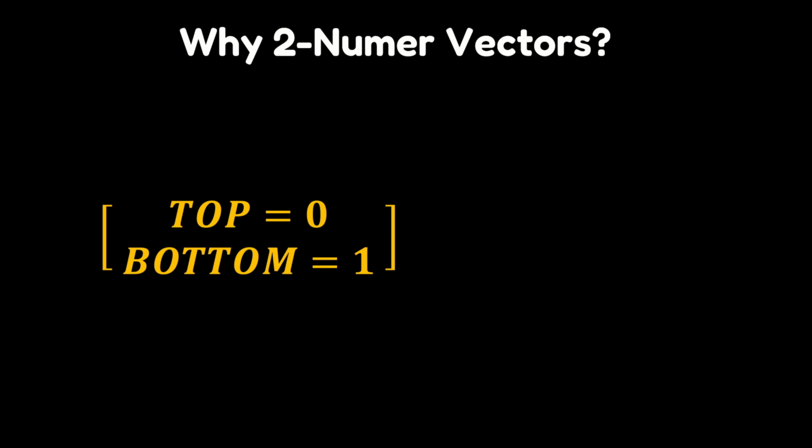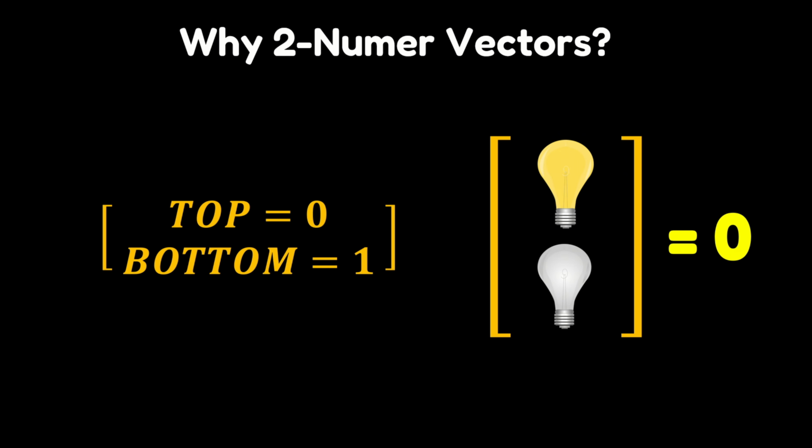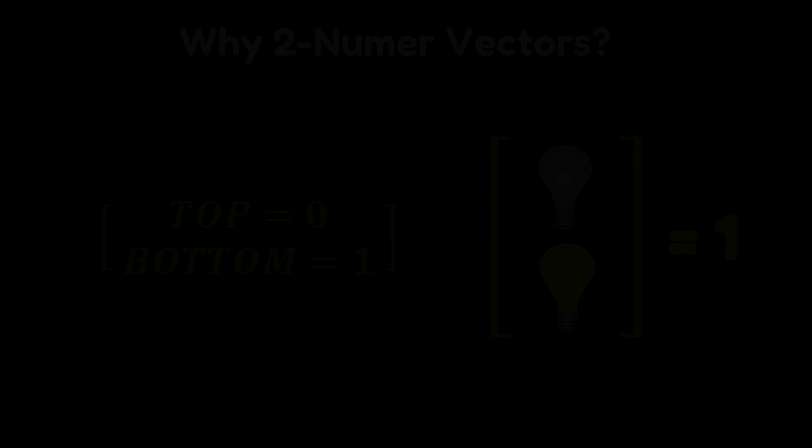You can also think of it as two indicator lamps. If the top lamp lights up, then the bit is 0, and if the bottom lamp lights up, then the bit is 1.